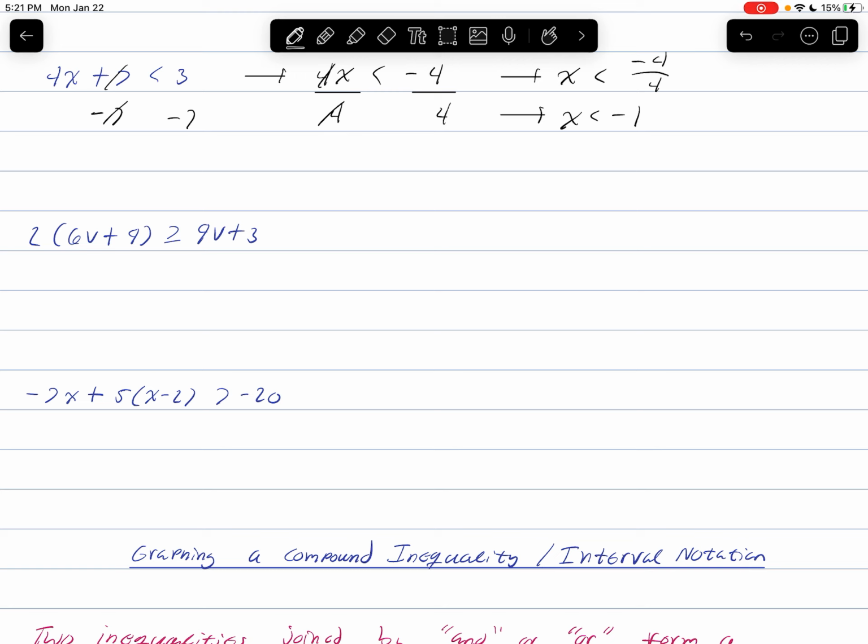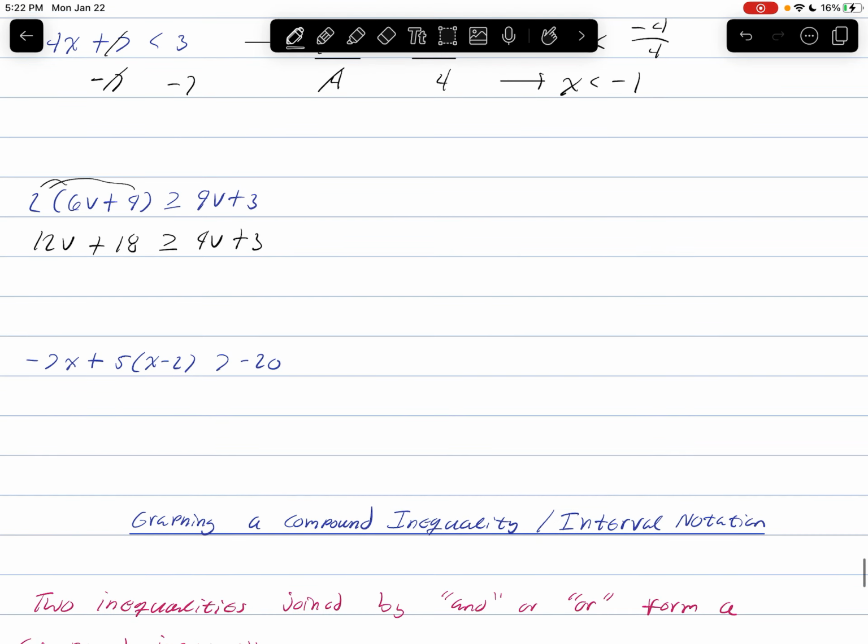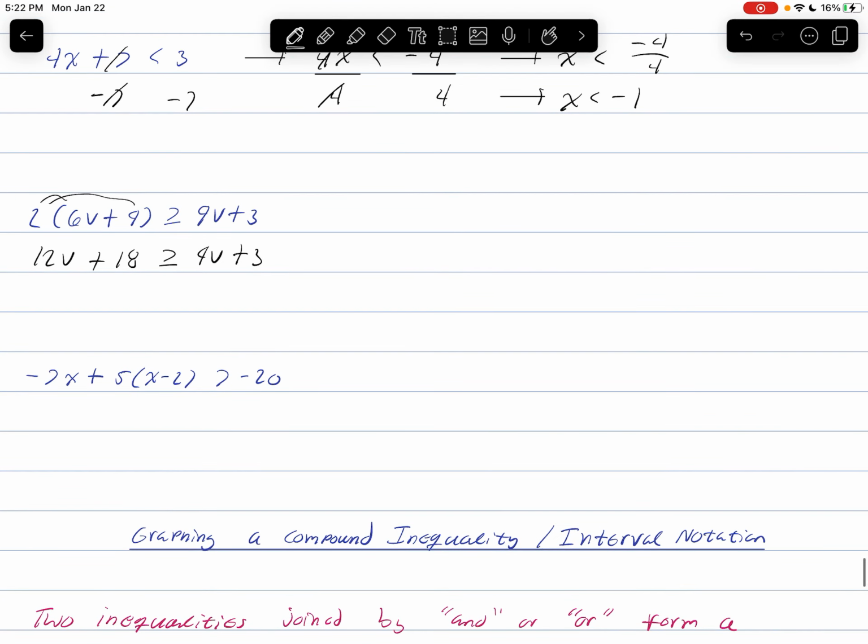Here we have 2 times 6v plus 9 in parentheses, and that's greater than or equal to 9v plus 3. Okay, now this is exactly like the equalities we've seen before, except now we just have an inequality. So let's start by going ahead and distributing this 2. So if we distribute the 2, we're going to end up with 12v plus 18 is greater than or equal to 9v plus 3.